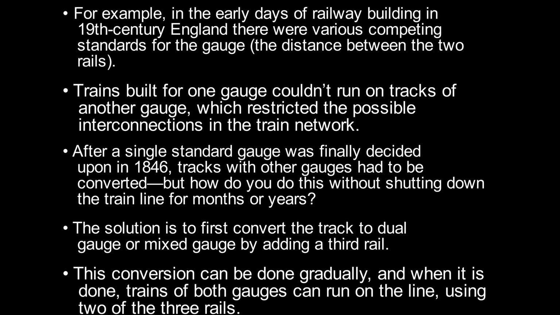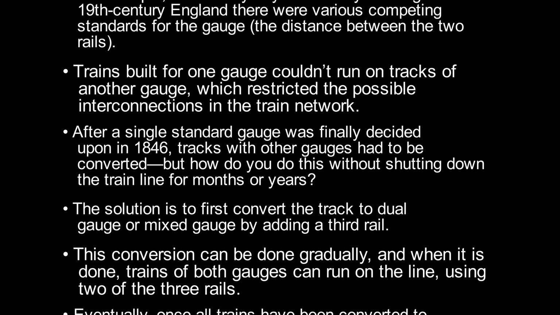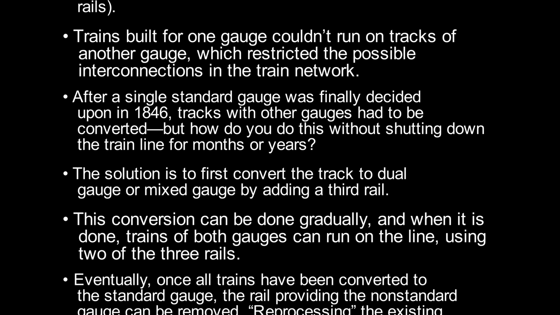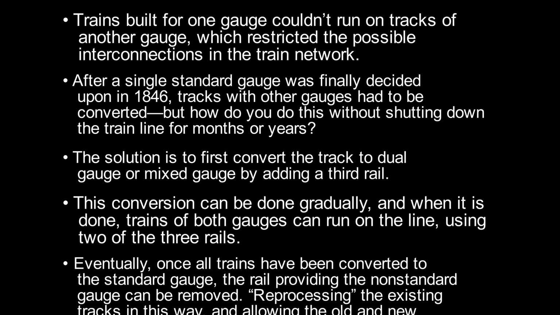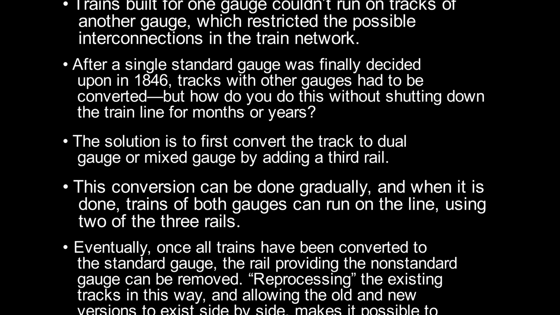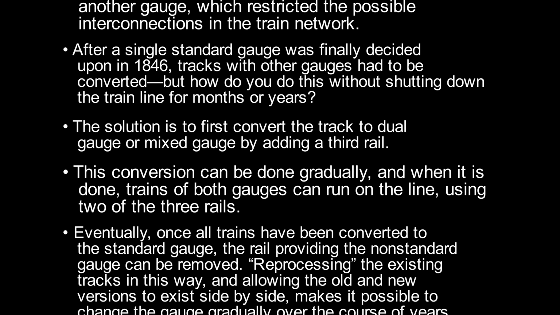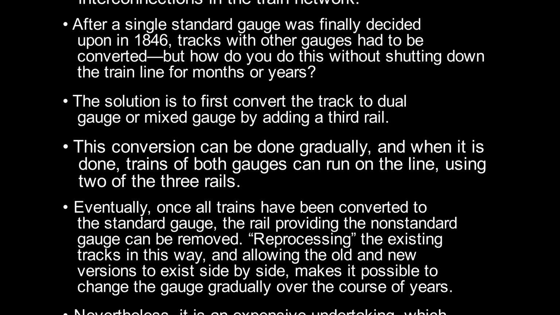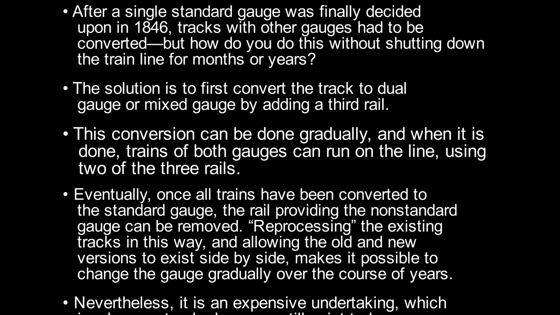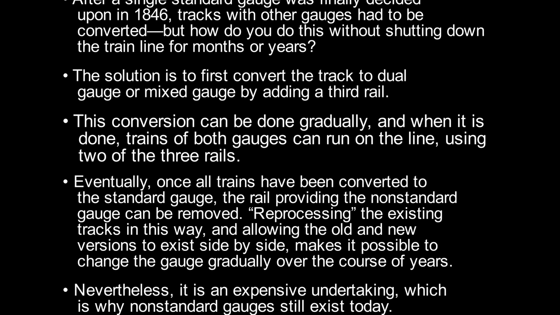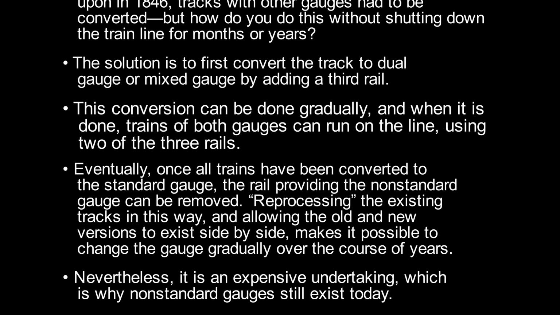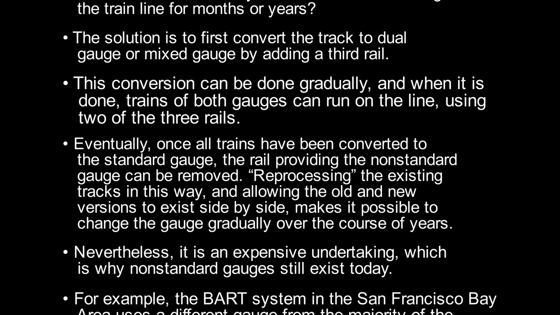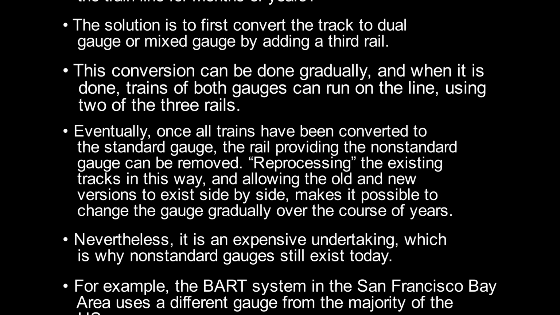The solution is to first convert the track to dual gauge or mixed gauge by adding a third rail. This conversion can be done gradually, and when it is done, trains of both gauges can run on the line, using two of the three rails. Eventually, once all trains have been converted to the standard gauge, the rail providing the non-standard gauge can be removed. Reprocessing the existing tracks in this way, and allowing the old and new versions to exist side by side, makes it possible to change the gauge gradually over the course of years.